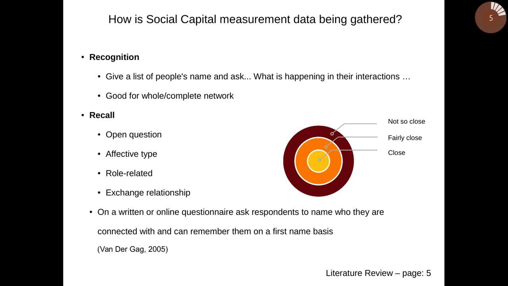And how are people measuring social capital, in real life, online, or in different contexts? You see different papers, mainly based on Van der Gaag's review from 2005. They mainly use recognition methods or recall-based methods. In recognition, they provide a list of people and ask who you know or are familiar with on this list. In the recall version, there is an open question, and they ask you to name people on a first-name basis that you know, with different types, like the affective type. I saw NetCanvas working really great on this affective type. Or role-related, like position generators, or exchange relationships, like resource generators, asking if you have a problem, who you go to for help.